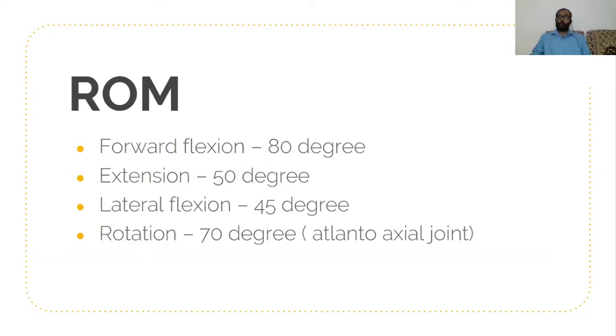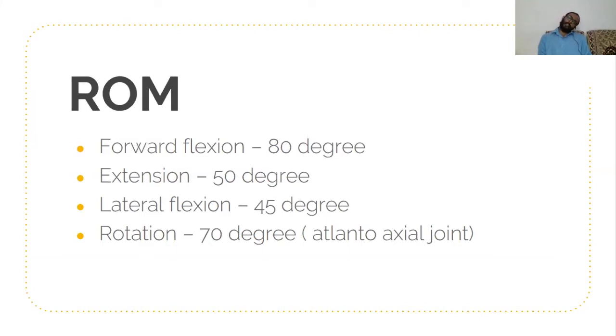If there is neural foraminal stenosis, either due to posterolateral disc prolapse, facet joint arthropathy, or osteophyte formation of the body of the vertebra, then in extension it causes radicular pain, as it compresses the neural foramen. In flexion, the neural foramen opens up. Lateral flexion is like this.